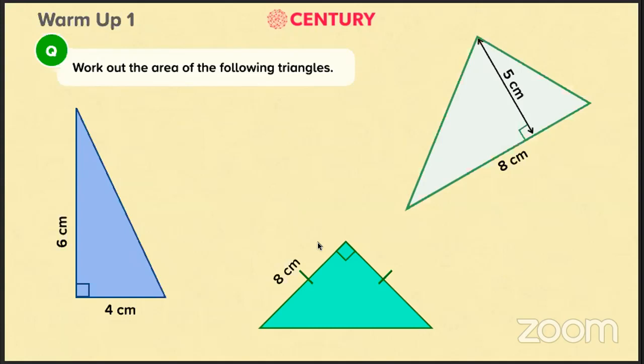So I'm going to start with this one on the left-hand side. Always start by writing down the formula. So I want base times height divided by 2. In this case, the base is 4 centimeters. The height is 6 centimeters. And then if I divide that by 2, I will have 24 divided by 2, which gives me an answer of 12 centimeters squared. So that's the first one.